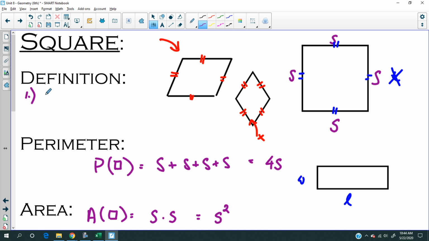For all sides are equal. Wow, the computer is really slow today. All sides equal. All angles 90 degrees. Okay, all right, let's move on.